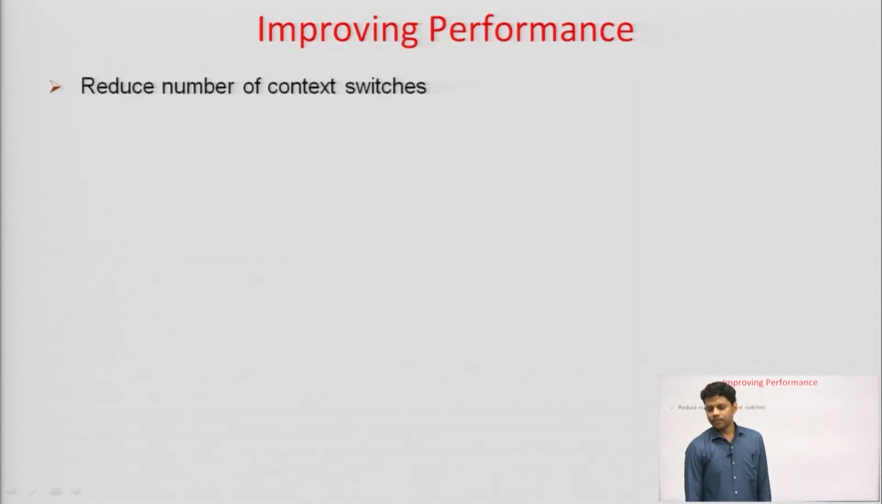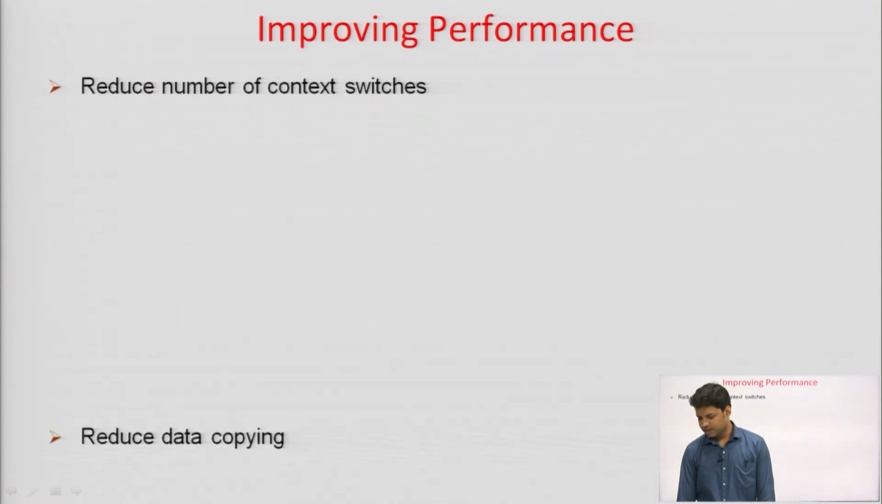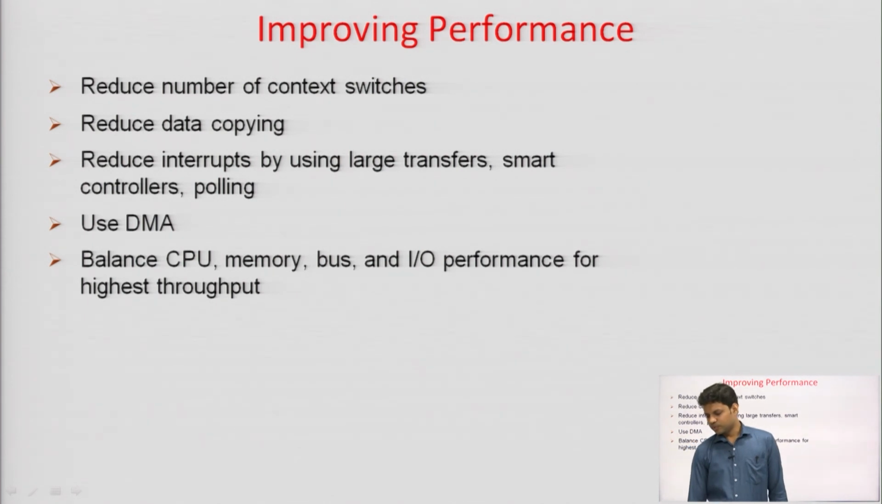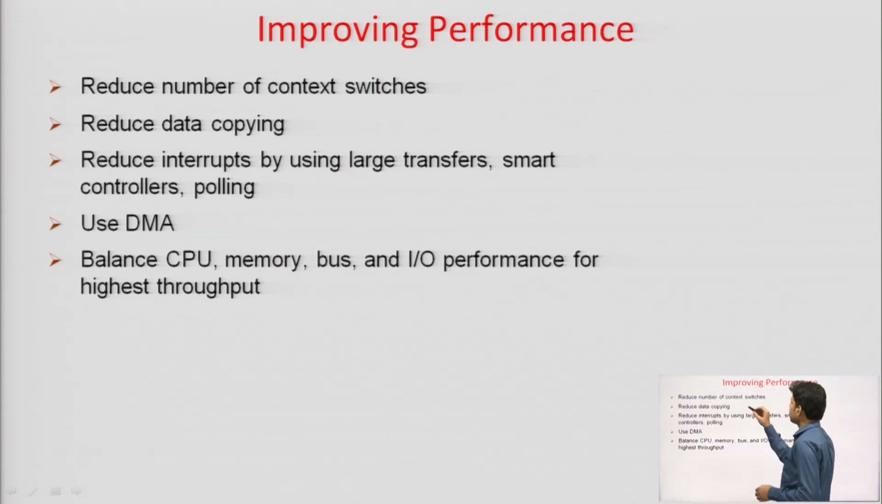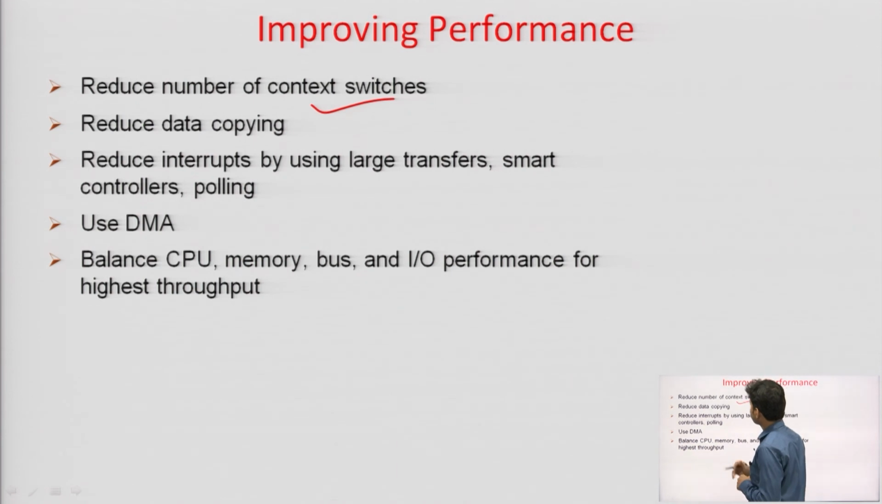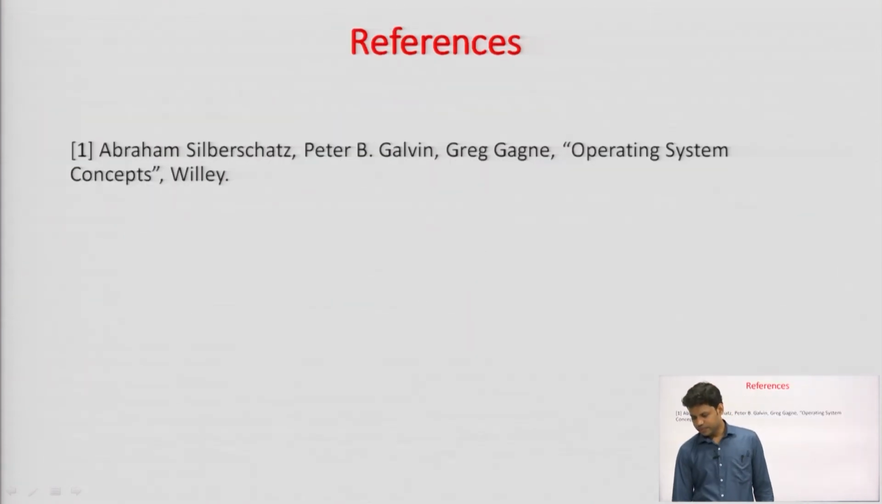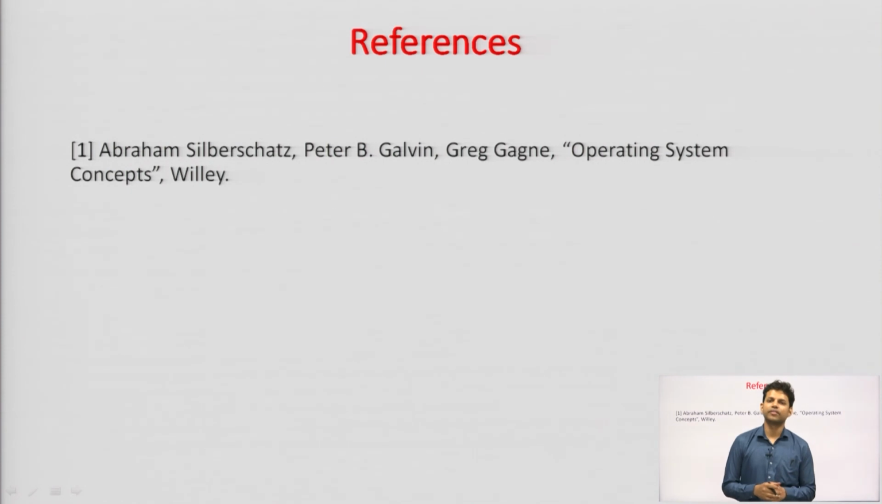So now, lastly, I am going to discuss how we can improve the performance of input output. Here you can see we must reduce the number of context switches, reduce data copying, and reduce interrupts by using large transfers, smart controllers or polling. Use DMA in place of polling and interrupts, and balance CPU, memory, bus and IO performance for highest throughput. Okay, so that's all for this lecture.